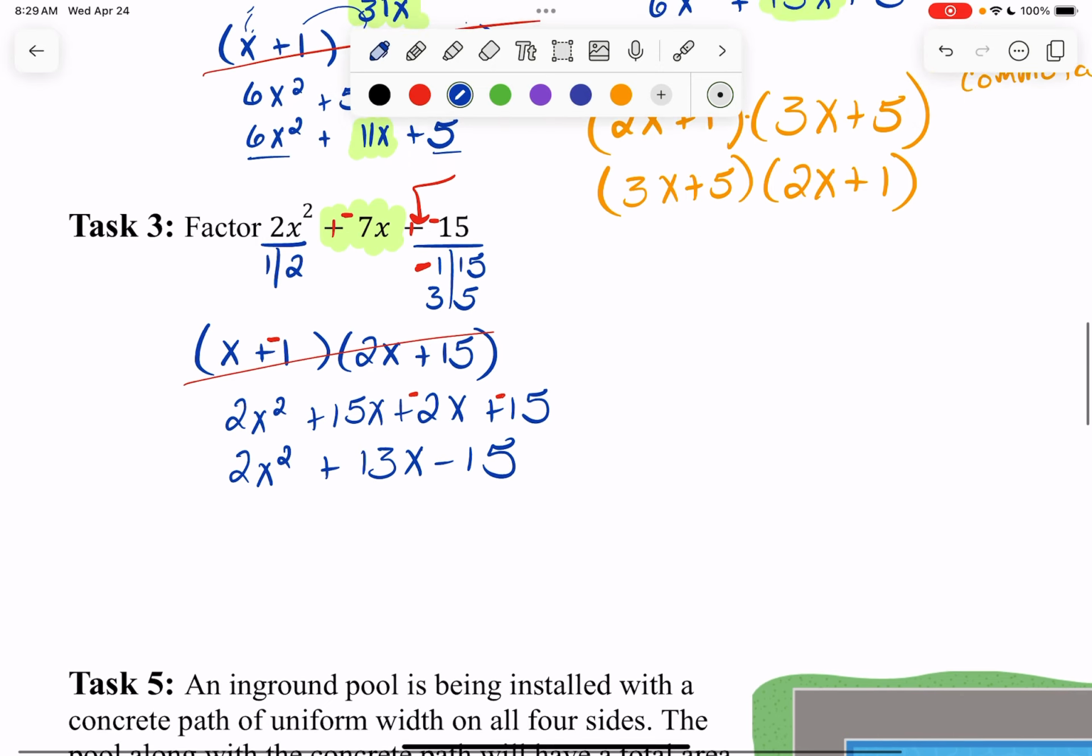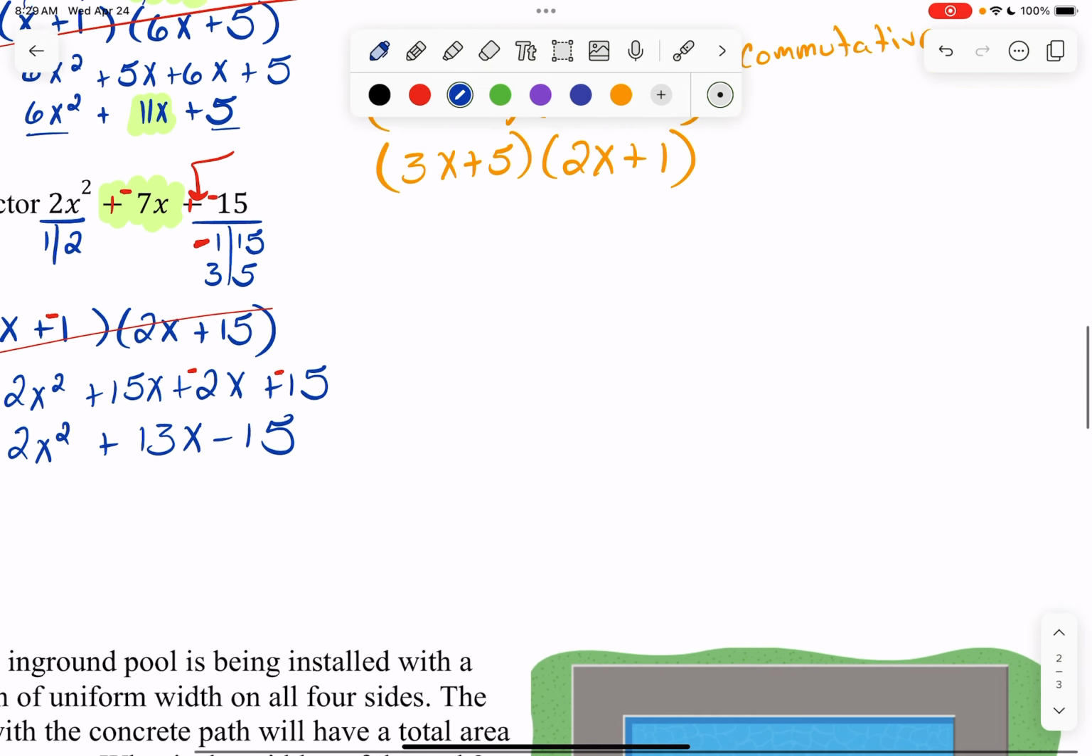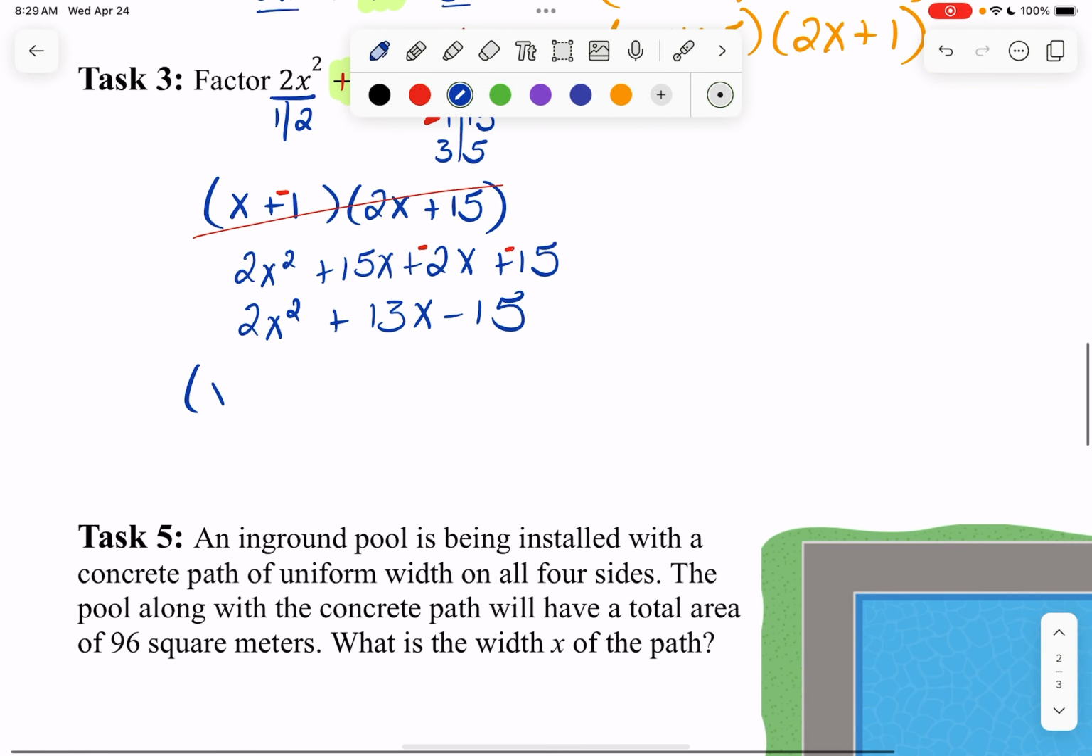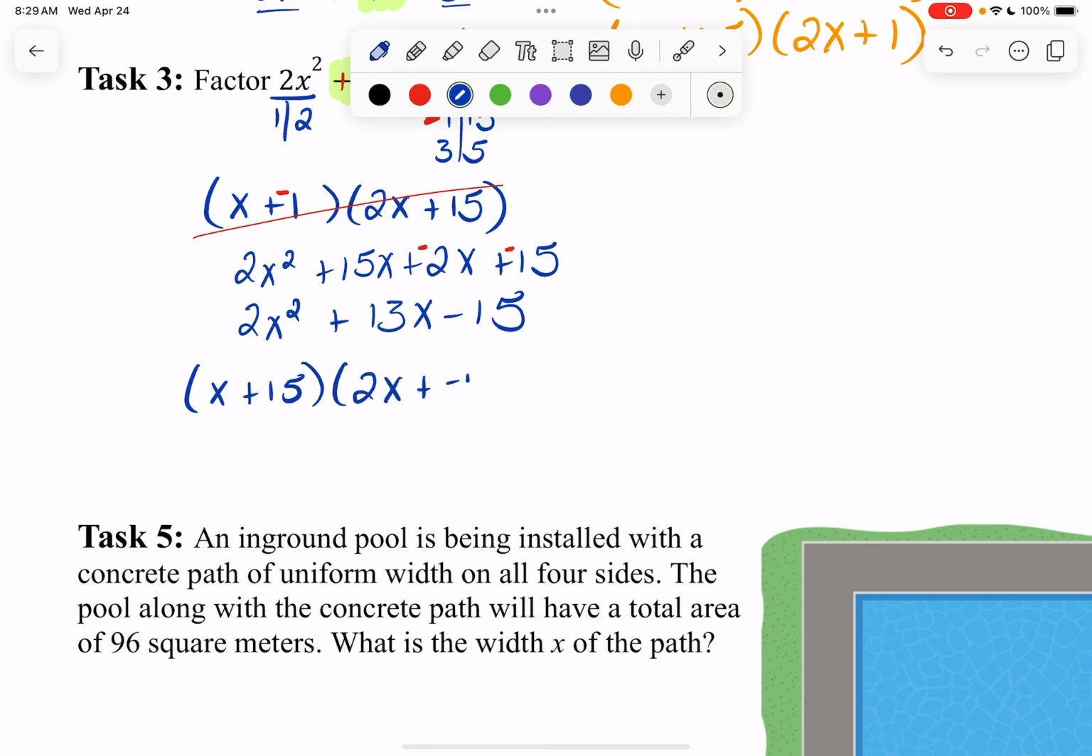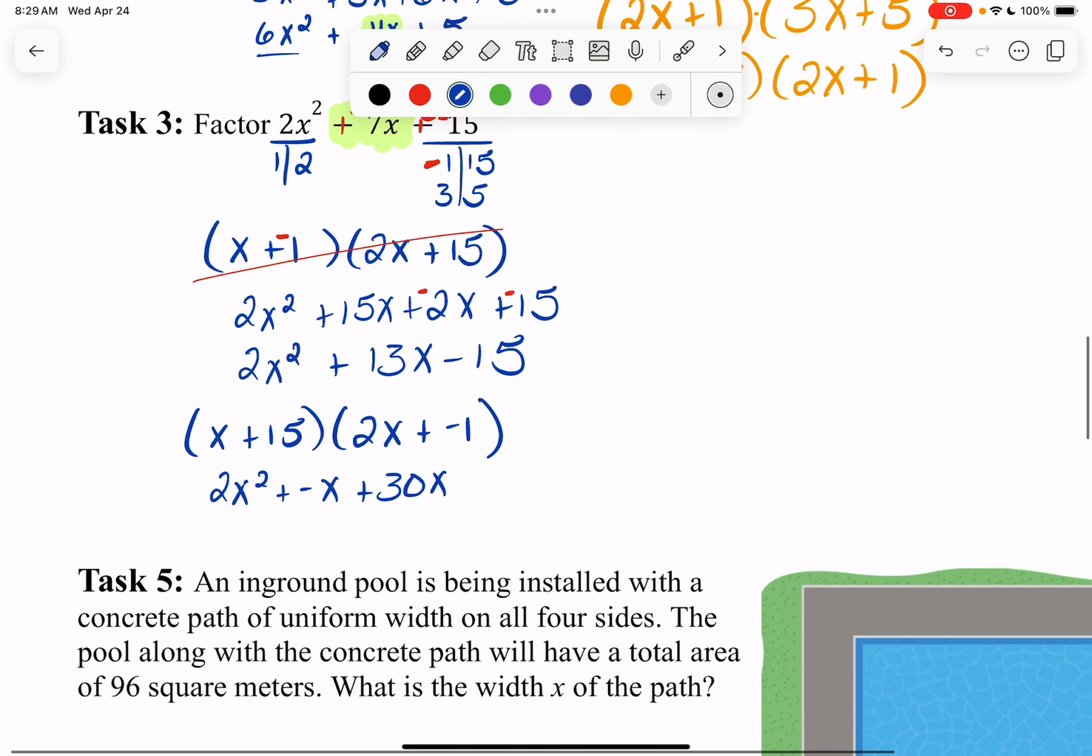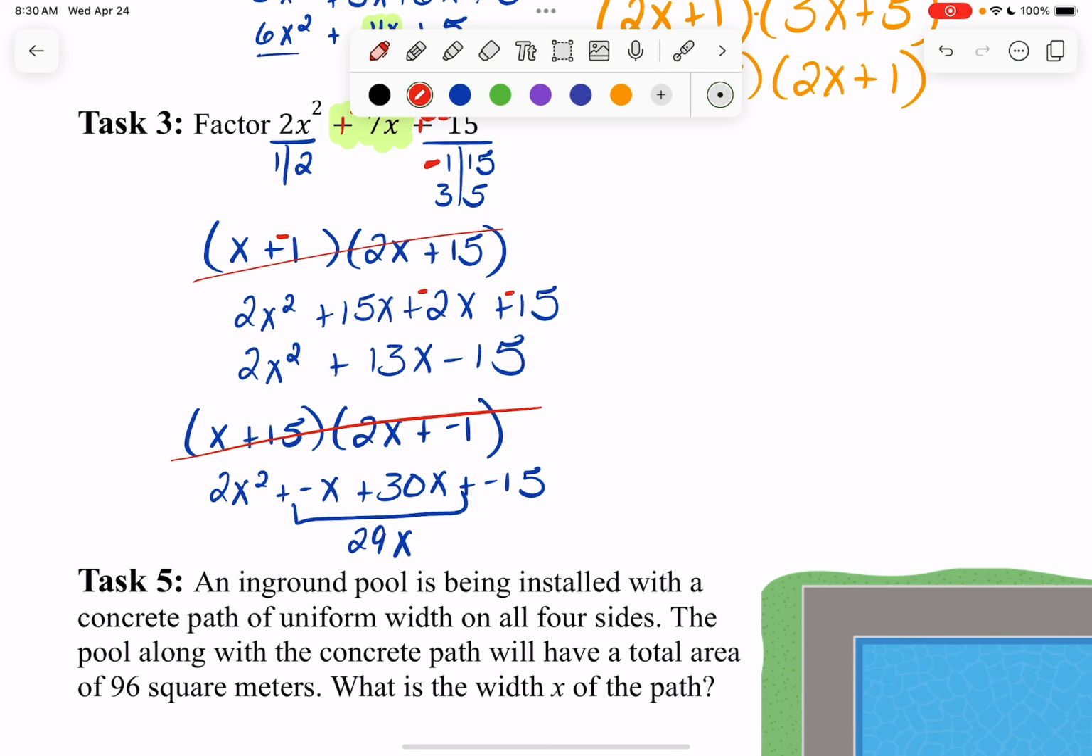And I want to get to a negative 7 there in the middle, so maybe flopping these around will work. So x plus 15 and the 2x and the negative 1. Okay, now let's try it. 2x to the second, negative x plus 30. Okay, way too big. I want to get to 7, and then a negative 15. So I can tell my middle term there is going to be 29x. Nope, that one didn't work either.